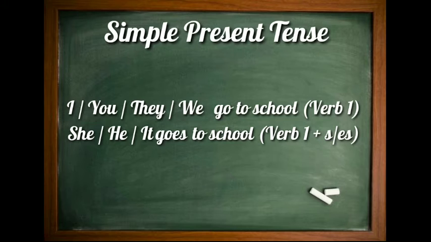To form a sentence, usually this tense uses a basic form of verb or verb 1, except for third person pronouns. It uses verb 1 plus s or es. As an example, I go to school. You go to school. They go to school. We go to school. And then, for third person pronouns such as she goes to school. He goes to school. It goes to school.